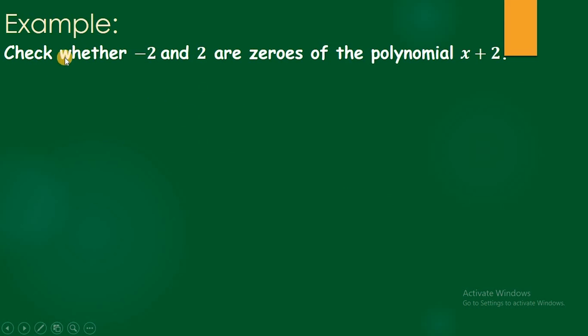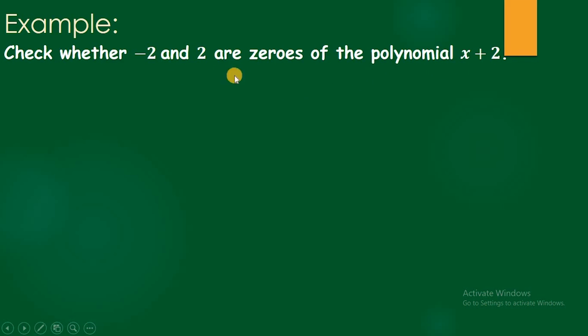In this example, check whether minus 2 and 2 are zeros of the polynomial x plus 2. That is, to be the zeros of the given polynomial, it should give the value 0 for the value of the polynomial. That is, check whether minus 2 and 2 are zeros of the polynomial x plus 2.